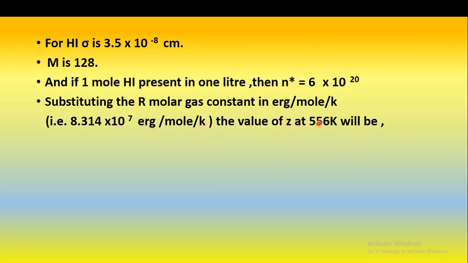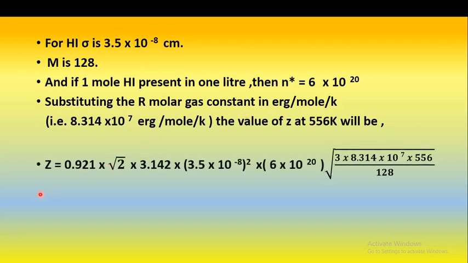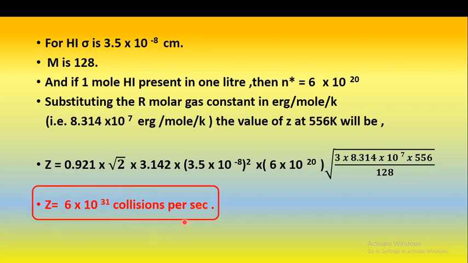The value of Z at 556 K, by substituting all these values of sigma, M and N star, is Z equals 6 into 10 raised to 31 collisions per second. This is the collision frequency, which is of the order of 10 raised to 31 for the HI molecule.